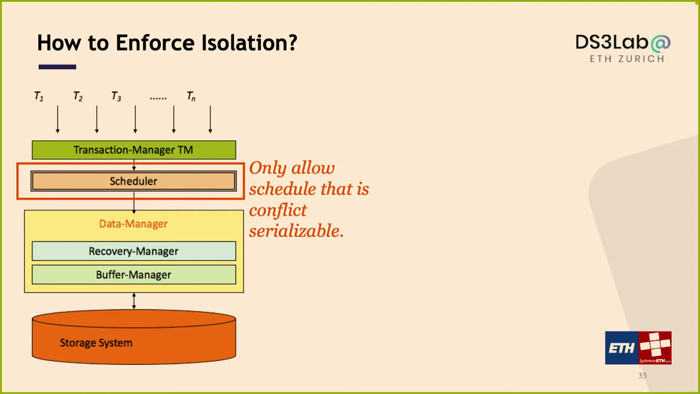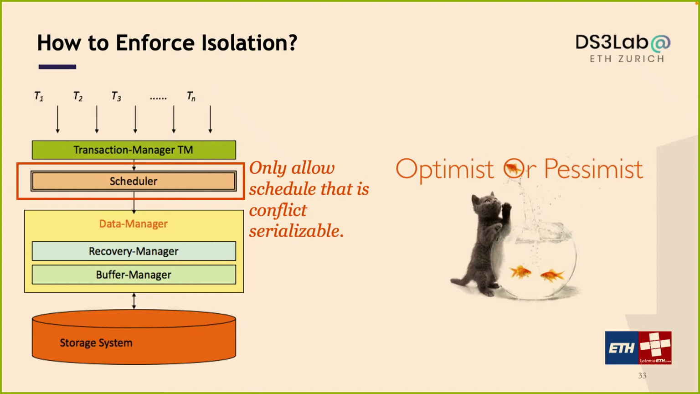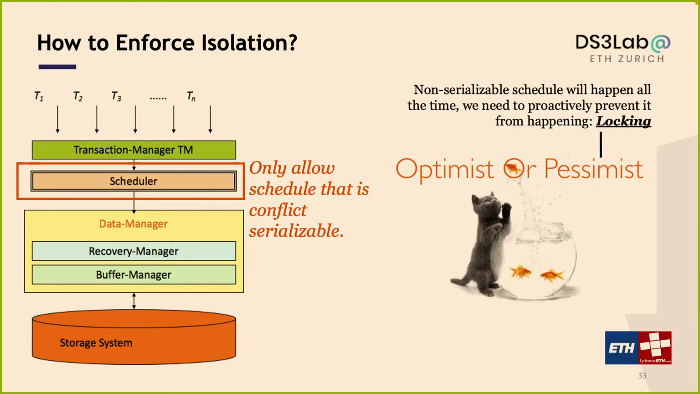So how can we enforce that? There are actually 2 different views about how to enforce conflict serializability. It depends on whether you are taking an optimistic view or a pessimistic view. So what do we mean by this? You could think about conflicts, or just non-serializable behavior, as something that will happen all the time. That could be your basic assumption.